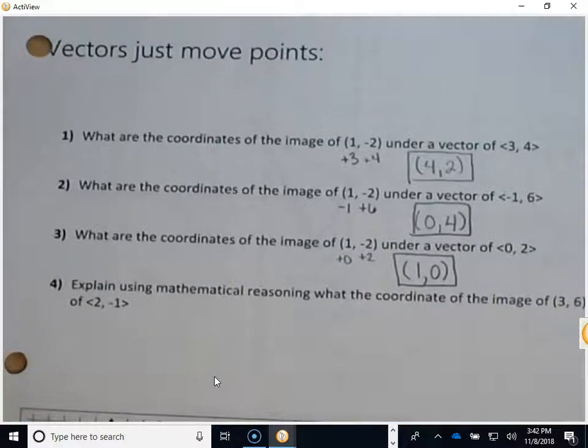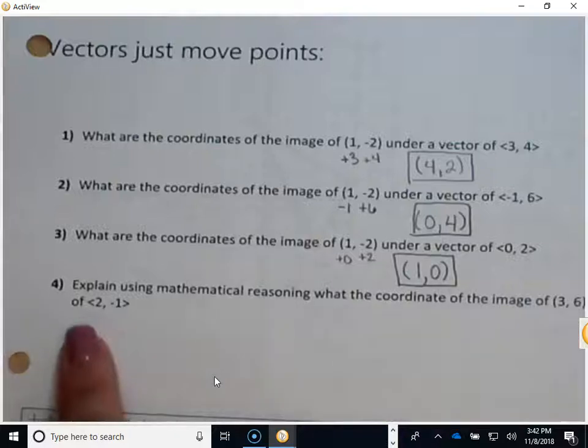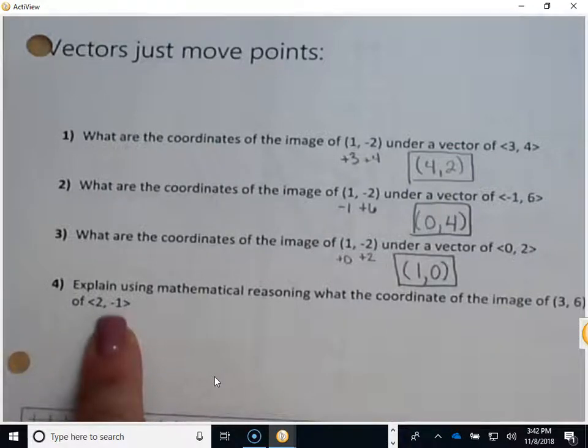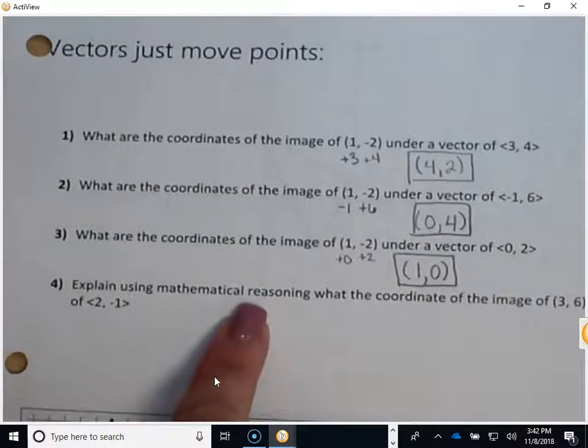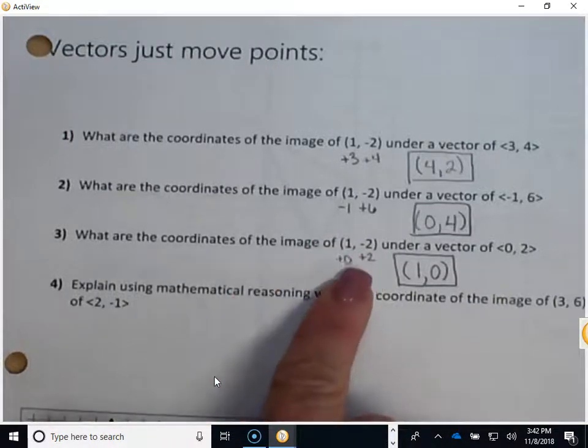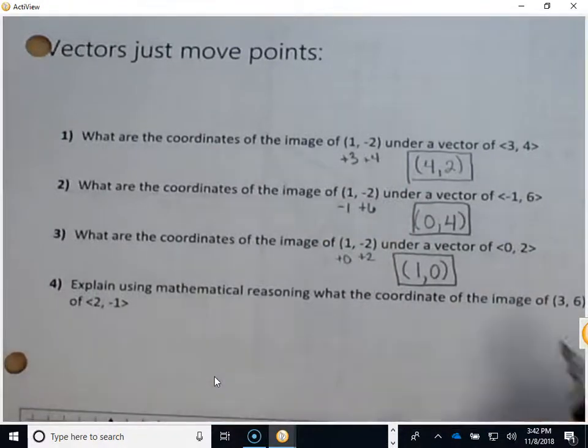Number 4, explain using mathematical reasoning what the coordinate of the image of 3, 6 under a vector of 2, negative 1 becomes. When they say mathematical reasoning, it just means show your work. You can write it the way I've been writing it. I would accept that as mathematical reasoning. Or you can write a paragraph, a sentence or two explaining what you're doing here.